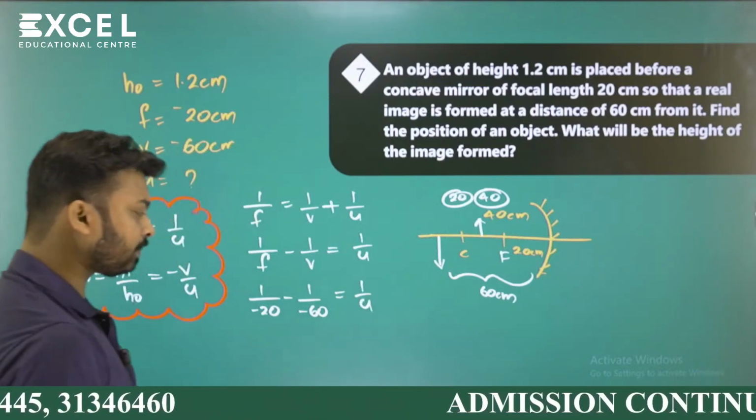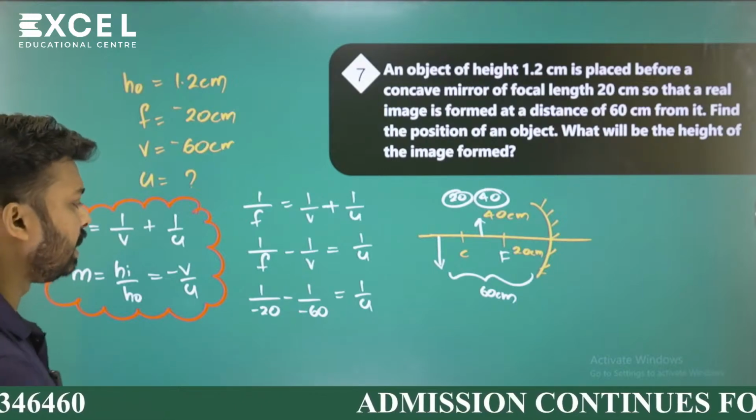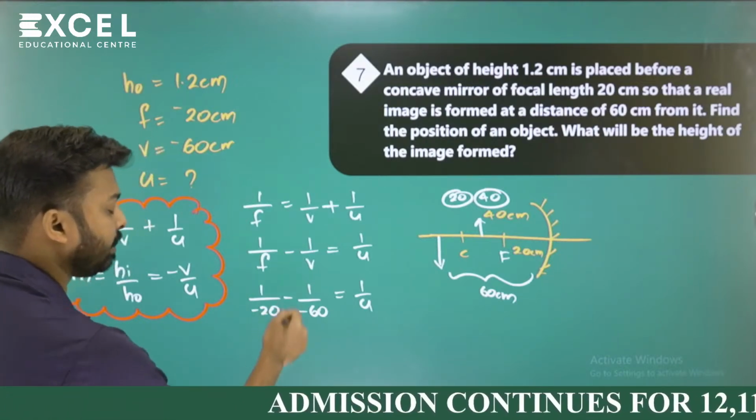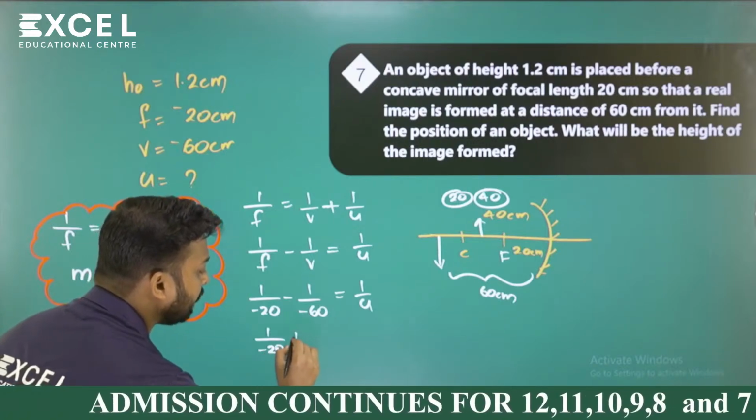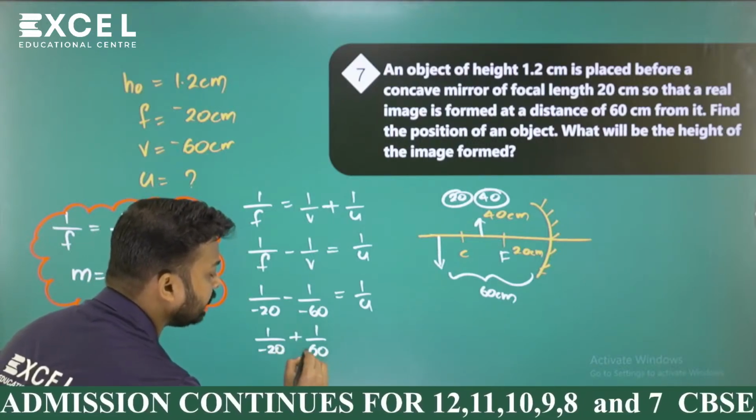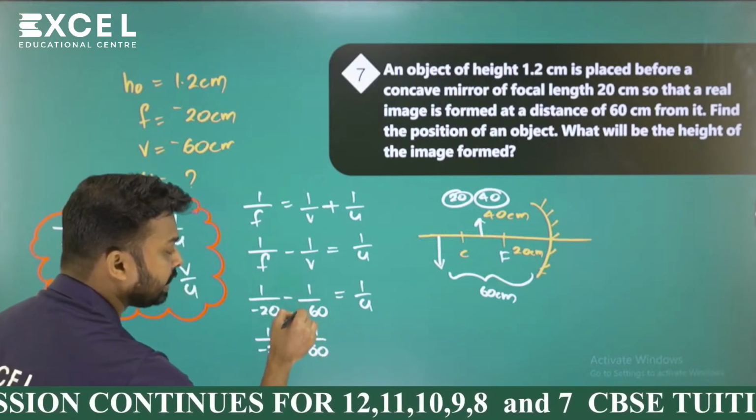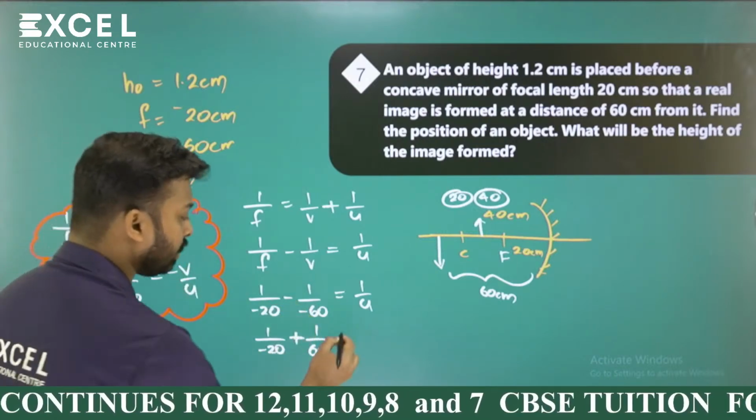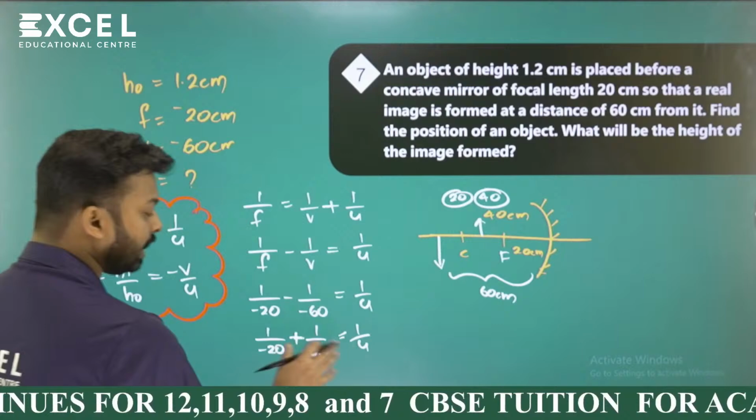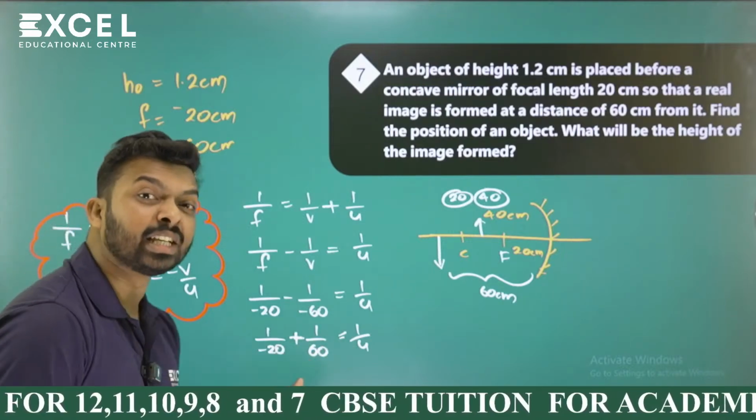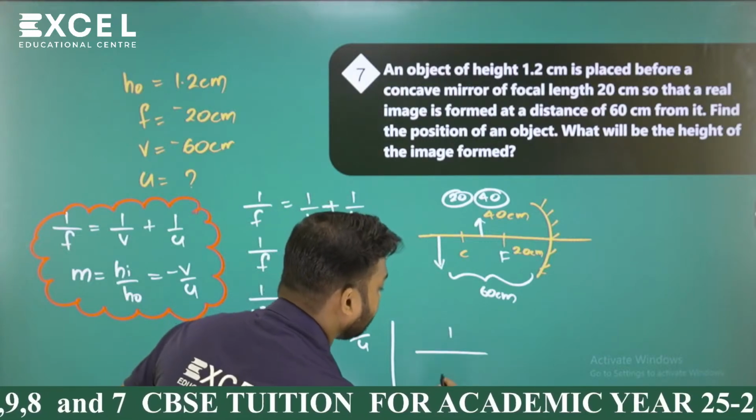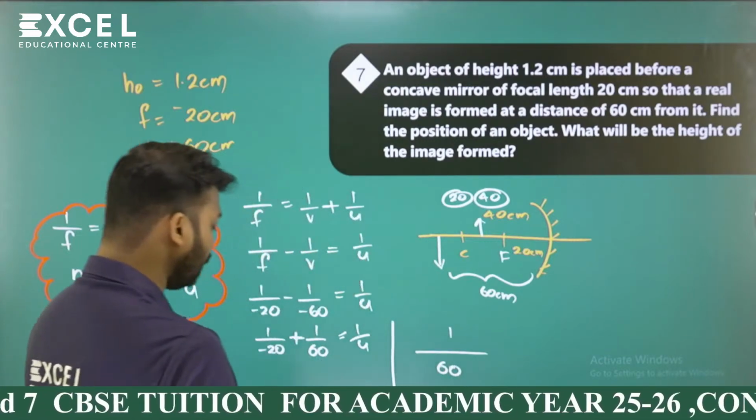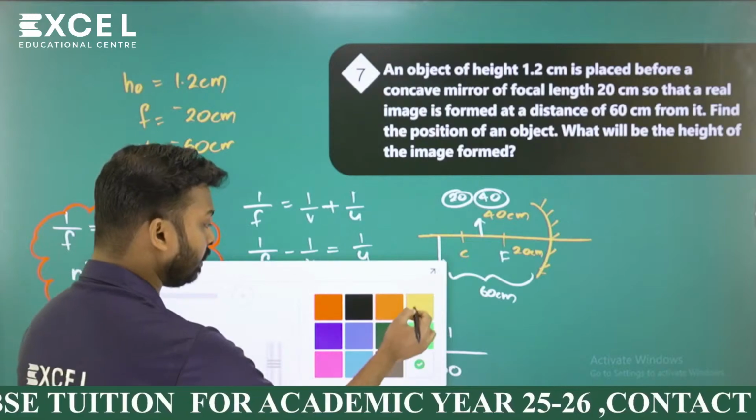And then how can you solve this? Here it is minus and minus, so you can make it plus. So it is 1 by minus 20 plus 1 by 60, because minus and minus become positive. Now we have to go for the LCM. We can take 60 as the common value, so 1 by 60, and you have to multiply with this value.